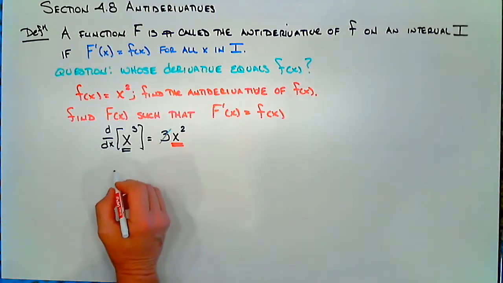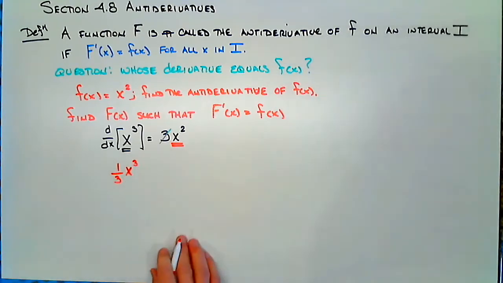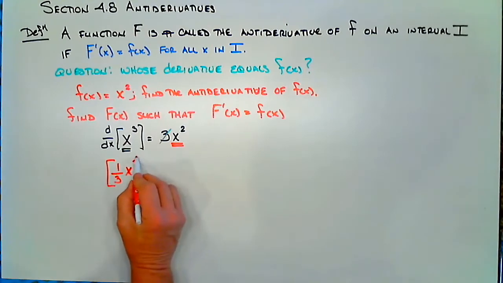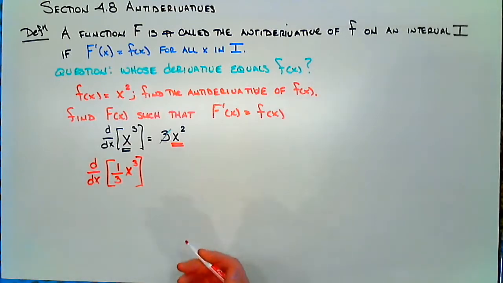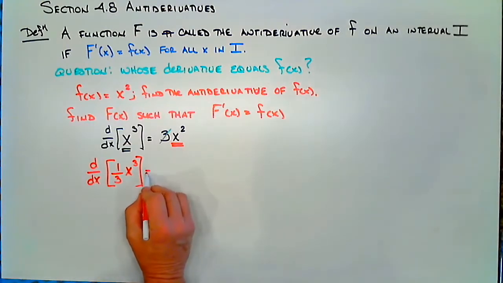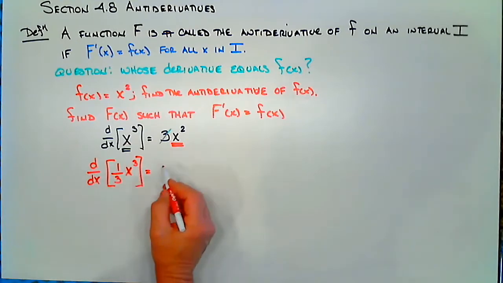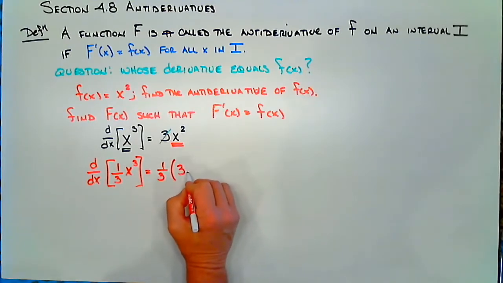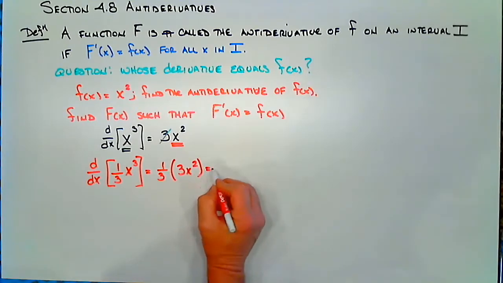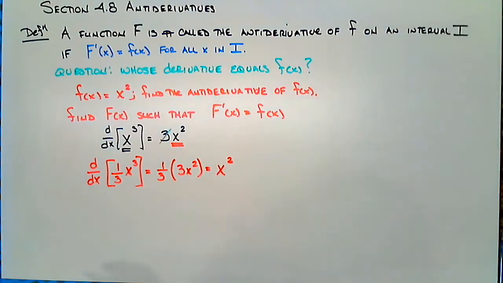But what I could do, perhaps, is put a coefficient out in front of the x cubed, not arbitrarily chosen, of course, but chosen logically and with reason, so that when we take the derivative, the constant stays out in front, we take the derivative of x cubed, that gives us 3x squared. And now, 3 times 1/3 is 1, and we get the function whose derivative is x squared.